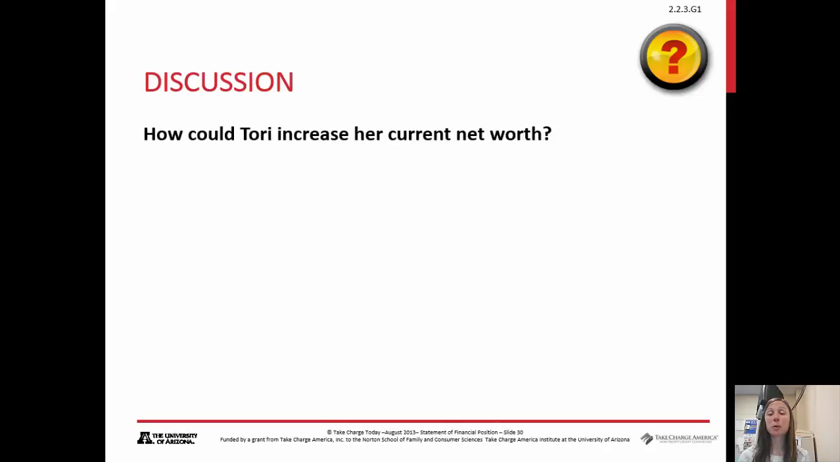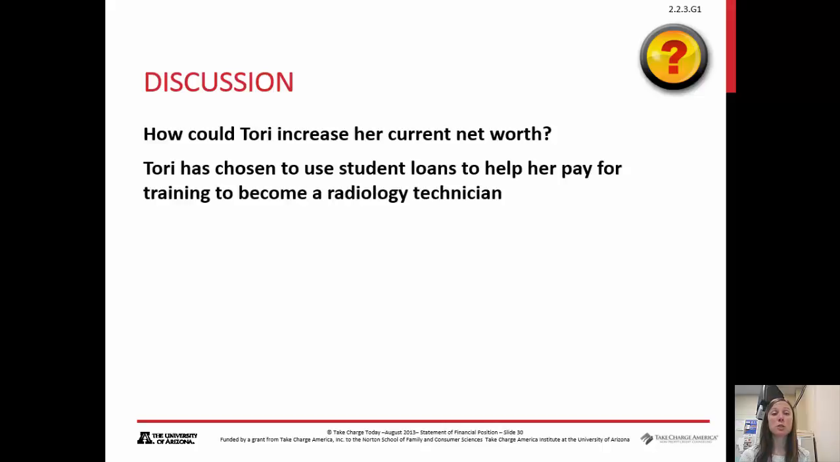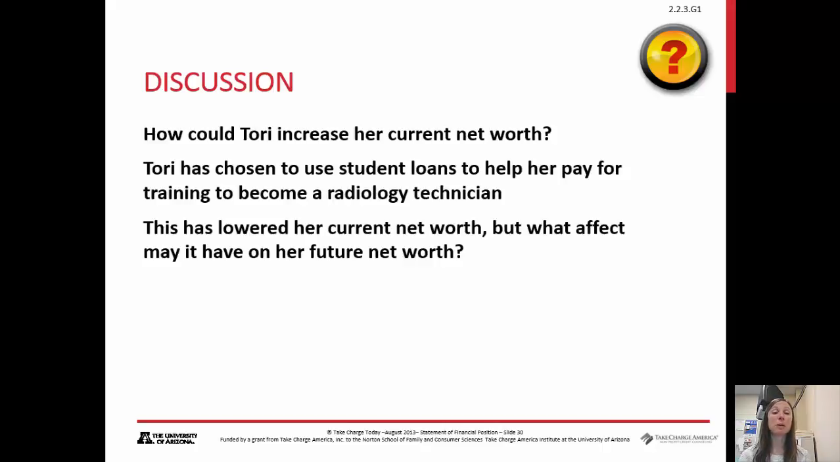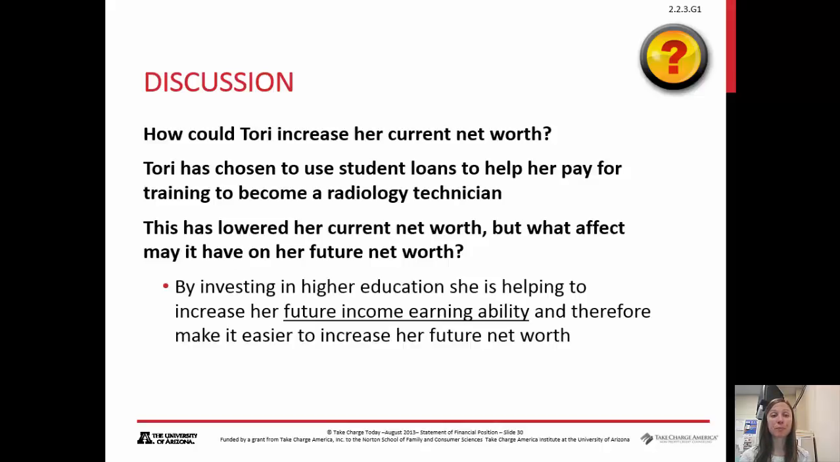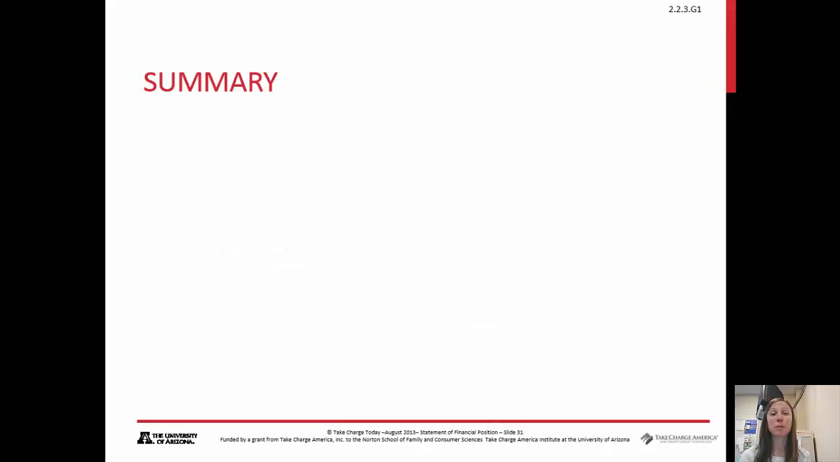How can she increase her net worth? We've talked about that. She can either increase assets or decrease liabilities or both. And she's chosen to use student loans to help pay for training to become a radiology technician. It lowered her current net worth, but we know that in the end, with more education, people usually make more money, and that can increase her net worth in the long run. By investing in higher education, she's helping to increase her future income earning ability and therefore making it easier to increase her future net worth.